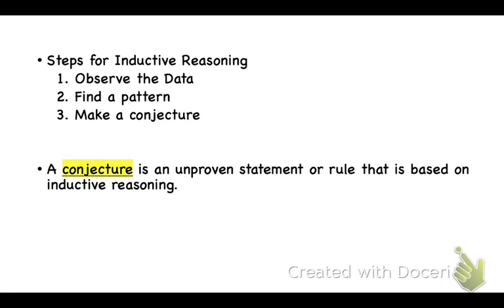Okay, so here are your steps on your paper. Your first one is observe the data. That means look at it. Is that what we did on the last one? Yes. Then it says find a pattern. Did we find a pattern? Yes. Did we make a conjecture? Yes. A conjecture is an unproven statement or rule that is based on inductive reasoning.